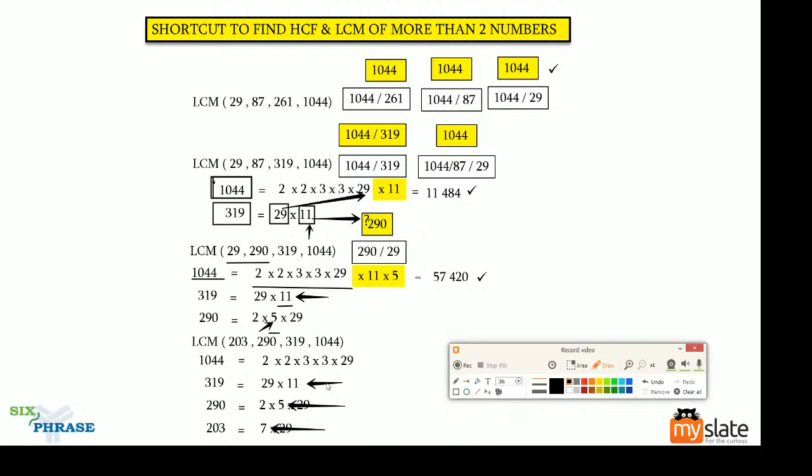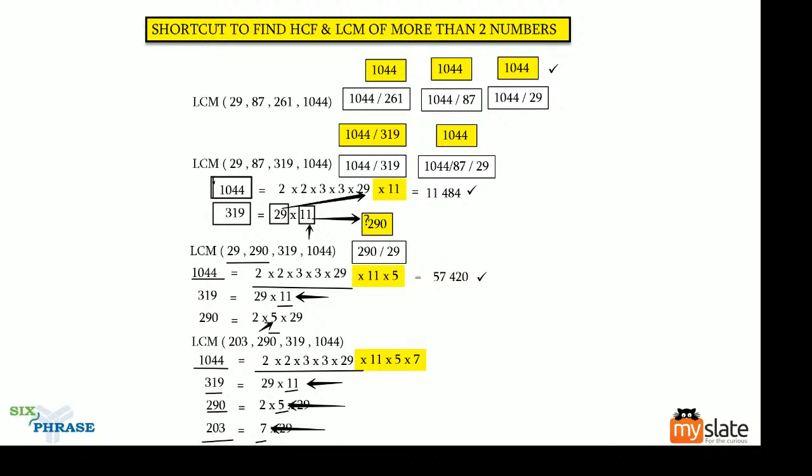Okay, so if you pay close attention, it doesn't have a 7, 11 and a 5. 1044 doesn't have it. If it had it, it would have been divided by any one of these numbers or all these numbers, however you want to see it. So if 1044 should be divided by all these numbers 319, 290 and 203, guys, it means this 1044 must have an 11, a 5, a 7. So this 1044 must be multiplied by 11, 5 and 7, which will give you this as the answer, which is the LCM now.